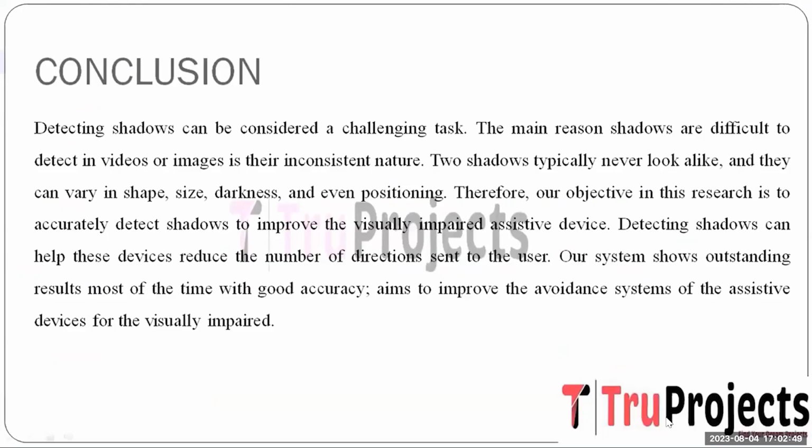And in conclusion, detecting the shadow can be considered a challenging task. The main reason shadows are difficult to detect in videos or images is their inconsistent nature. Two shadows typically never look alike, and they can vary in shape, size, darkness, and even positioning. Therefore, our objective in this research is to accurately detect the shadows to improve the visually impaired assistive device. Detecting the shadow can help this device reduce the number of directions sent to the user. Our system shows outstanding results most of the time with good accuracy, aiming to improve the avoidance system of assistive devices for the visually impaired.